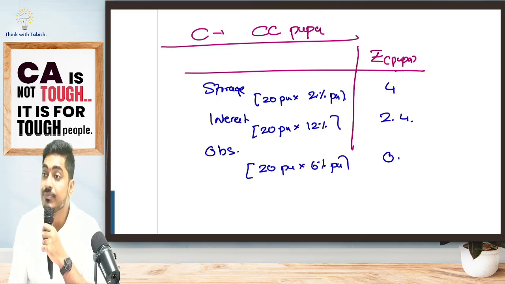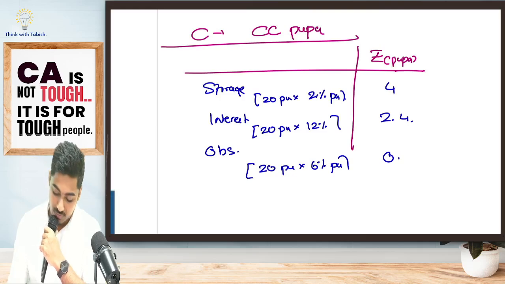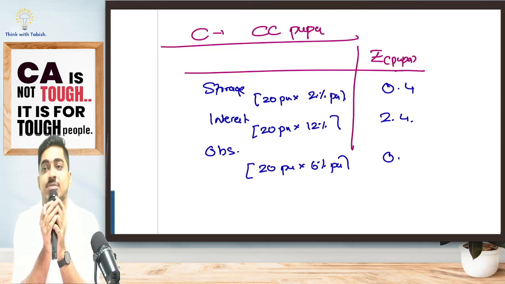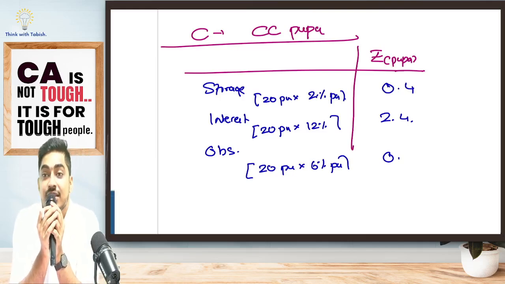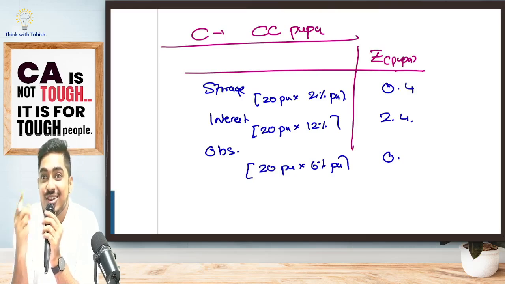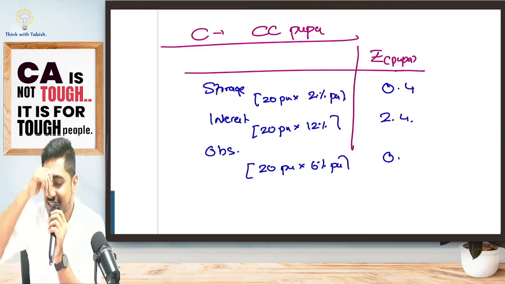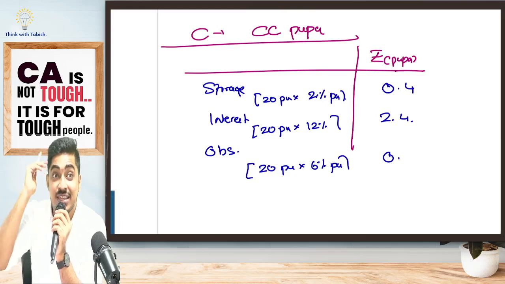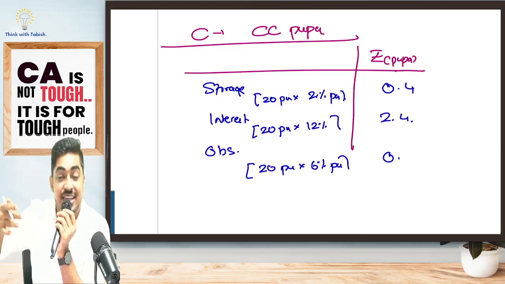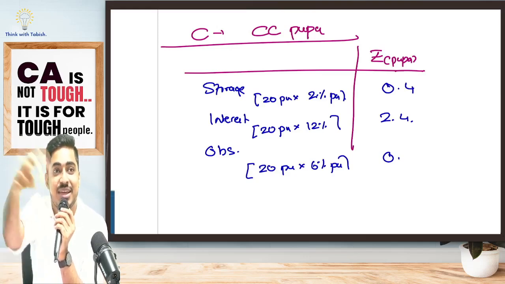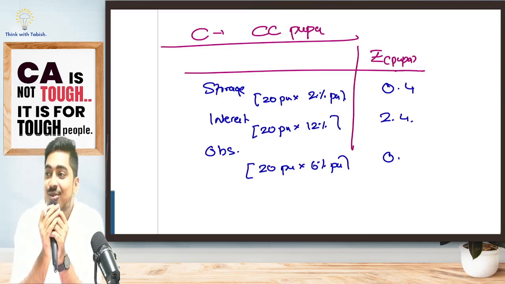Storage is 0.4. Sometimes I intentionally write it wrong, just to see if you are randomly writing what I'm writing or you are thinking and writing. How difficult is it to first think it right in your brain and then intentionally write it wrong and then wait so that you guys can rectify the wrong and make it right. How difficult is my life?